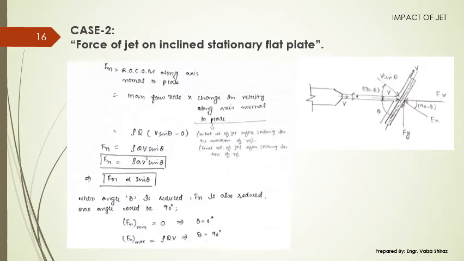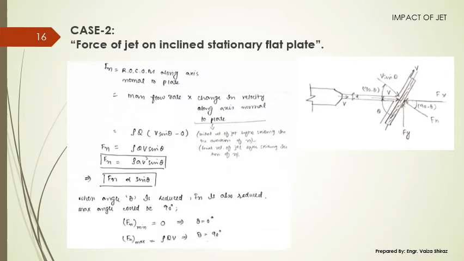In this case, we will not find Fx and Fy and then the resultant. In fact, we will find Fn directly by applying the impulse momentum equation along the axis normal to the plate. So Fn is the rate of change of momentum along the axis normal to the plate, that is, mass flow rate into change in the velocity along the axis normal to the plate. It is rho Q V sine theta minus 0, and that gives Fn as rho Q V sine theta, or rho A V square sine theta.